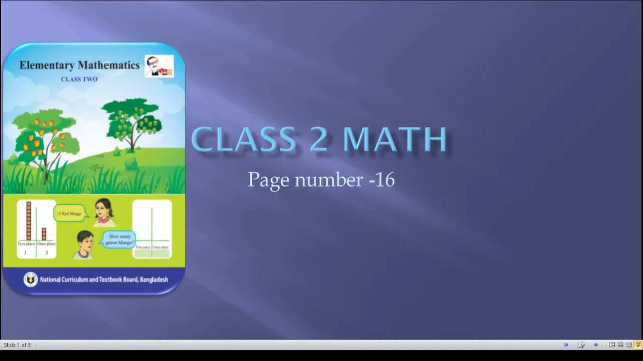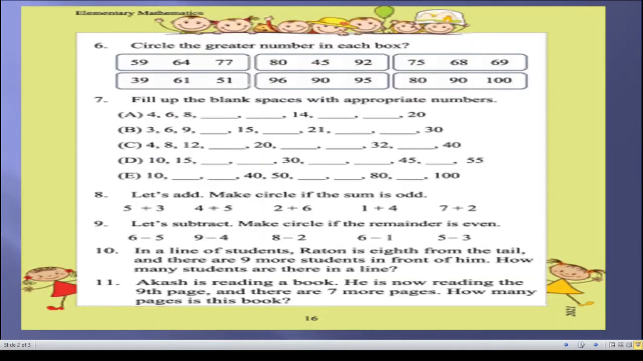Before solving any types of questions or problems, first of all, we should read the problems. We should read the maths deeply. That is why, first of all, we will see what is mentioned in your textbooks on page number 16. And you can see this is page number 16 of your textbooks.